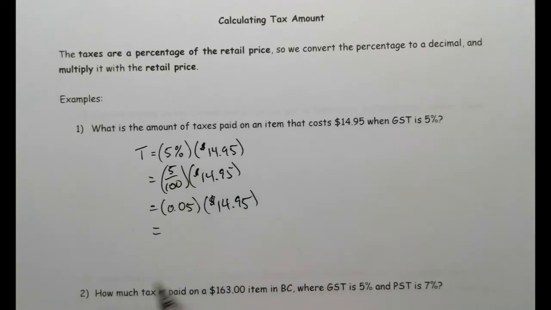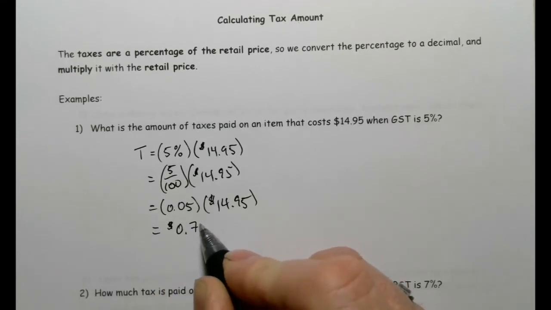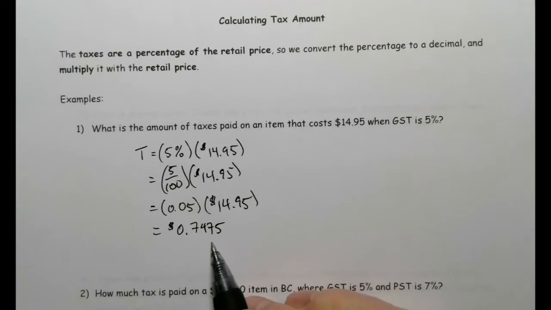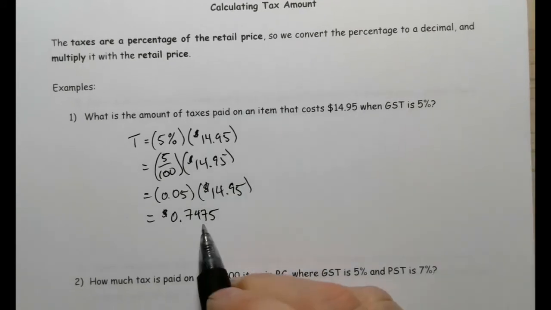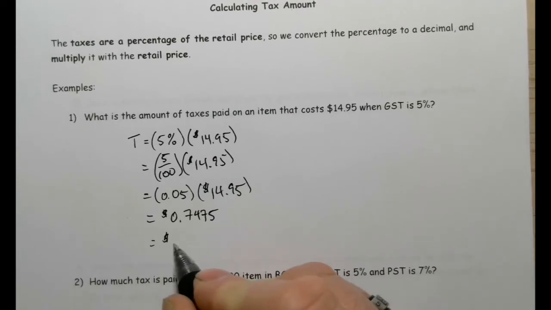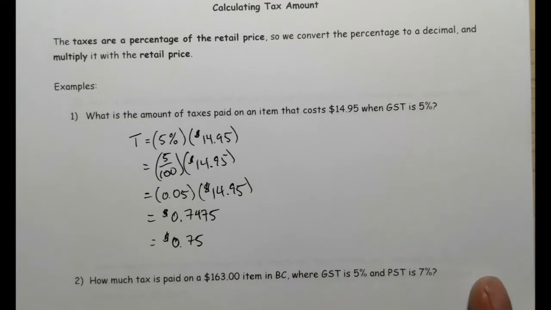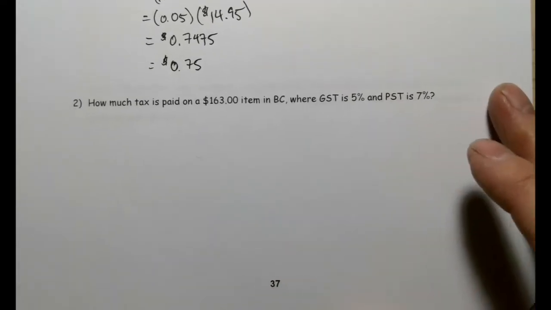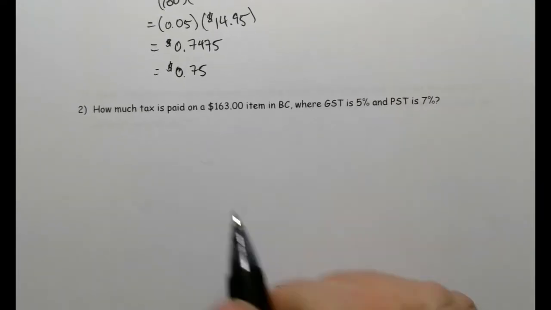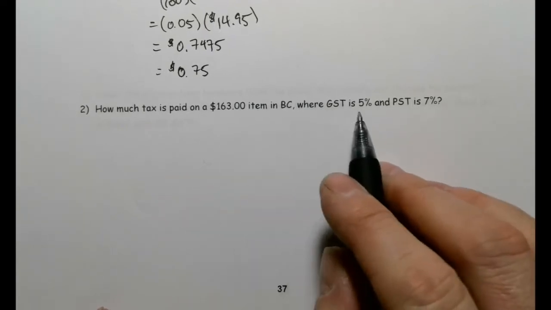Now, however, sometimes, so how much tax is paid on a $163 item in BC where GST is 5% and PST is 7%? Okay, so our tax here is going to be the tax paid, the GST. So that's going to be 5% of the $163 item. Then we're going to add to that the 7% on that $163 item. And again, I probably should put the dollar signs in there. But anyway, so here we go.